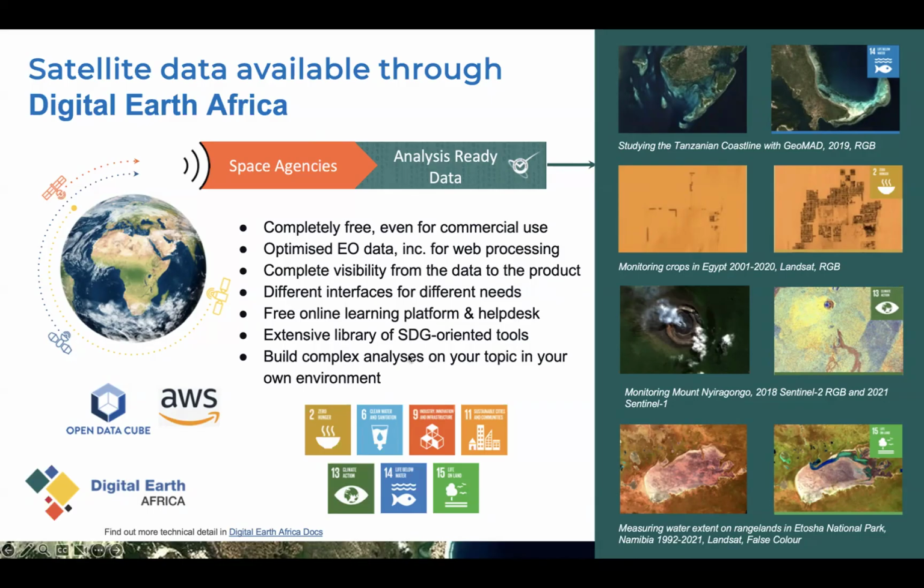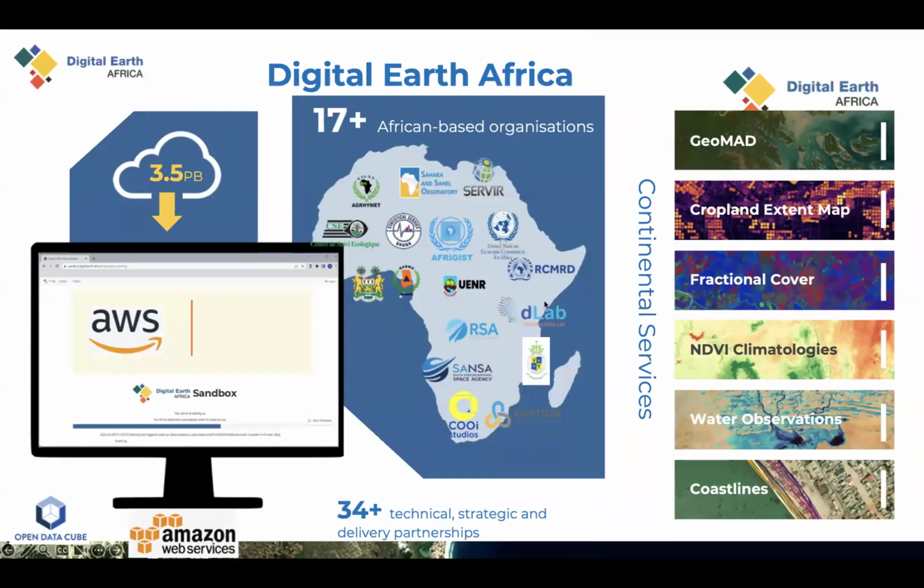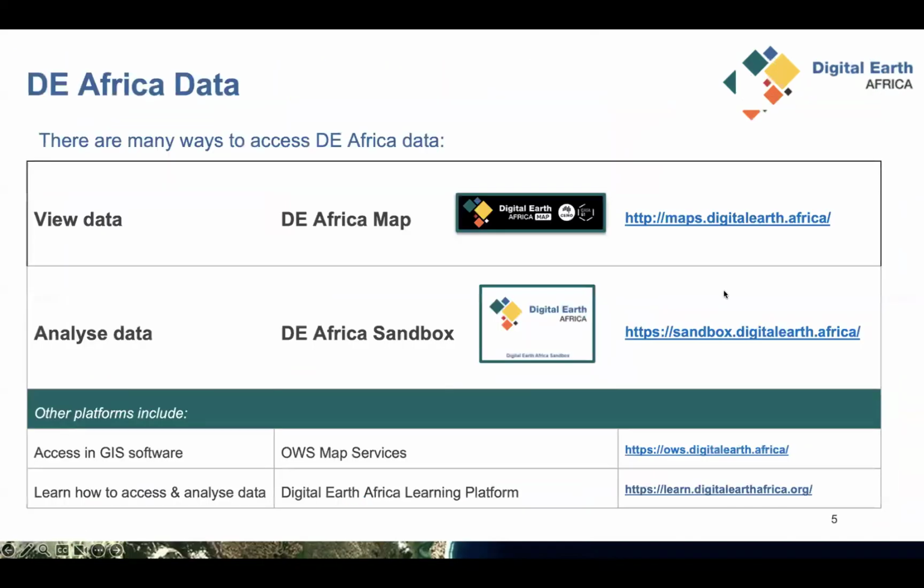And we have been working very much to support the greater Sustainable Development Goals, SDGs, as well as support different indicators as much as possible. This is possible through the partnership with the partners in the continent, as well as the continental services that have been developed. There's been a lot of validation with the partners across the continent. You're able to access the Digital Earth Africa platform through the Digital Earth Africa map, the sandbox, as well as web map services in your GIS software.